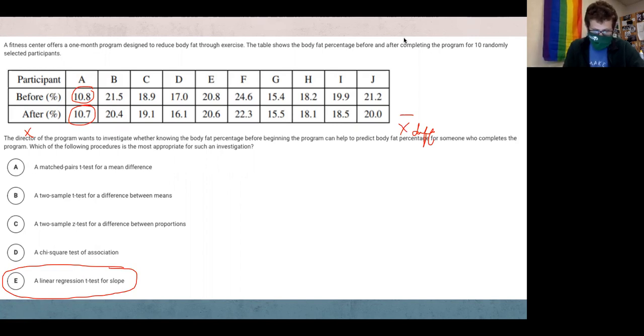So what we're trying to figure out is the true slope, because we want to figure out if you knew the body fat percent before, what would you predict their body fat percent to be after they're done? So we're trying to predict the correct slope. And since we're trying to figure out whether this is statistically significant, we are doing a linear regression t-test for slope.